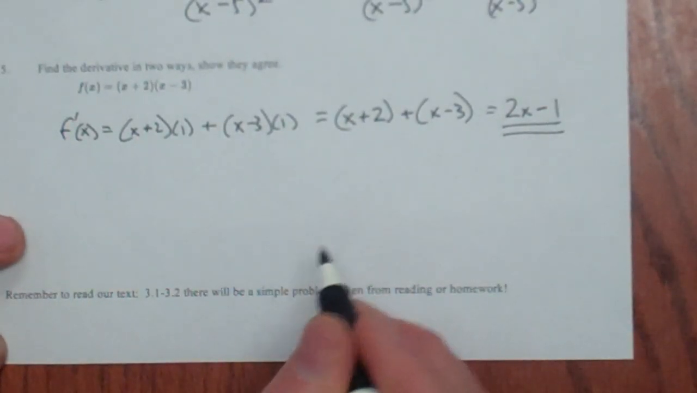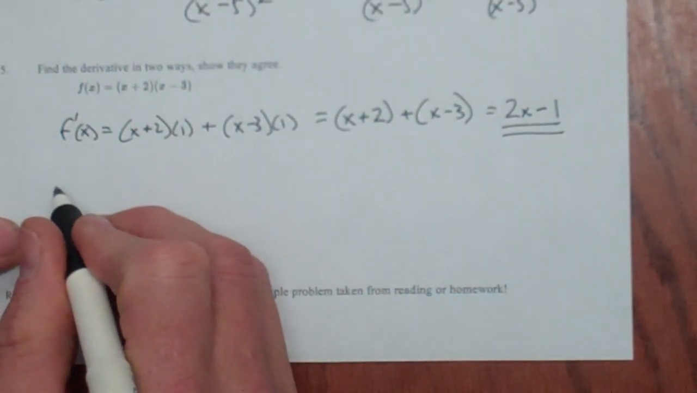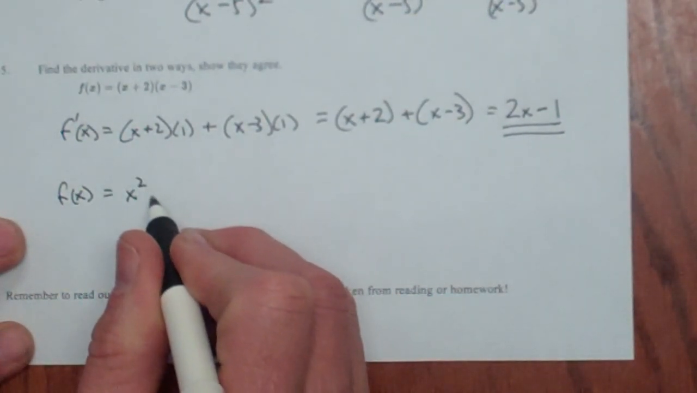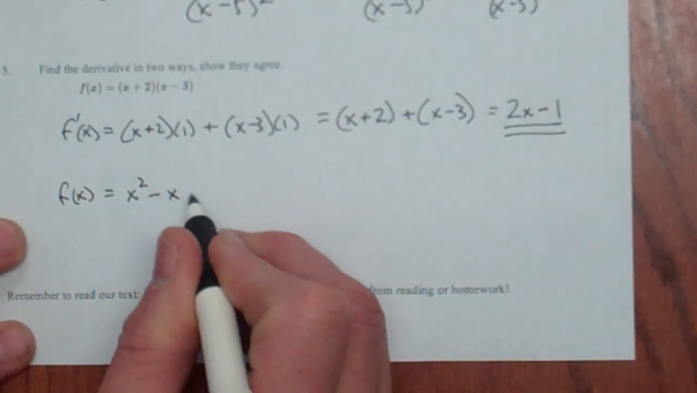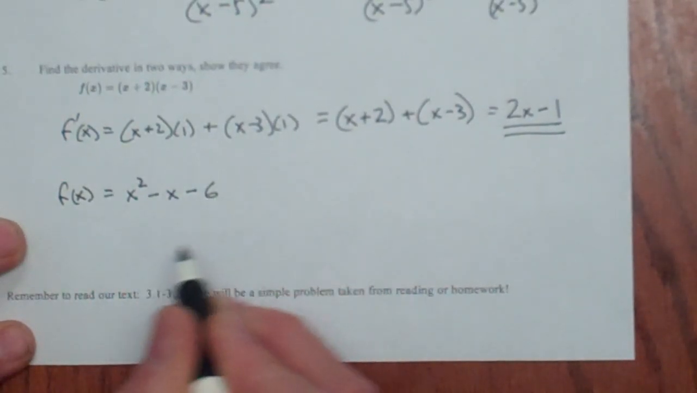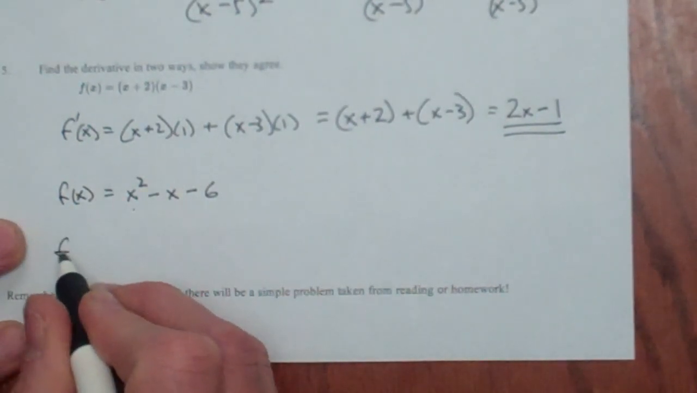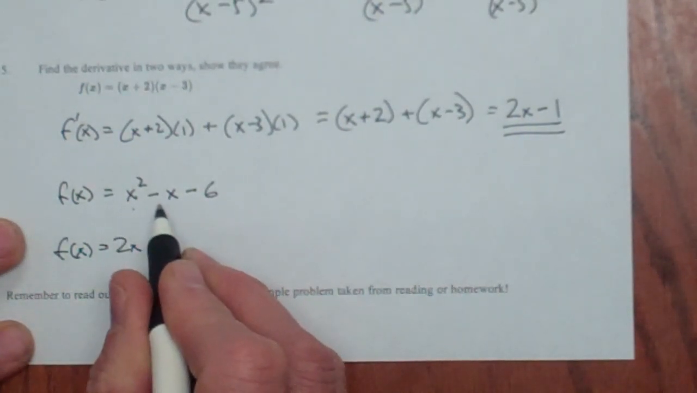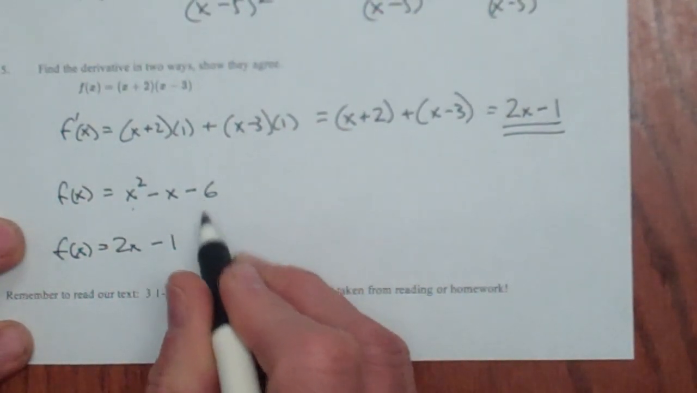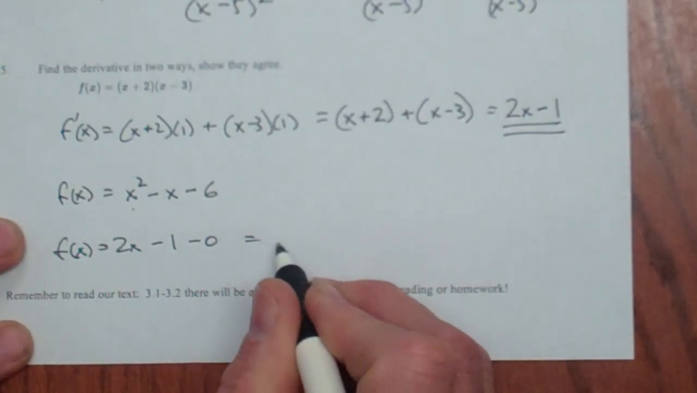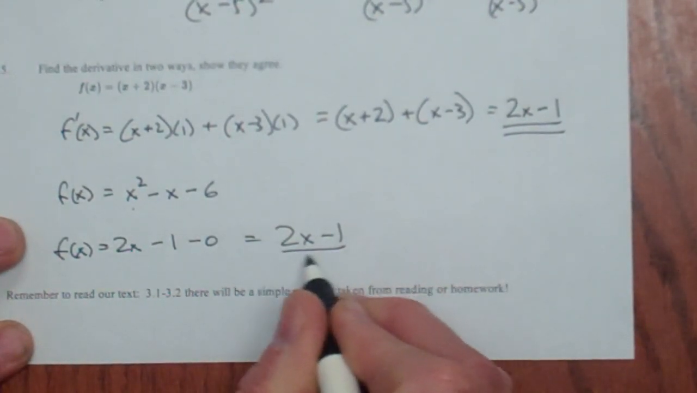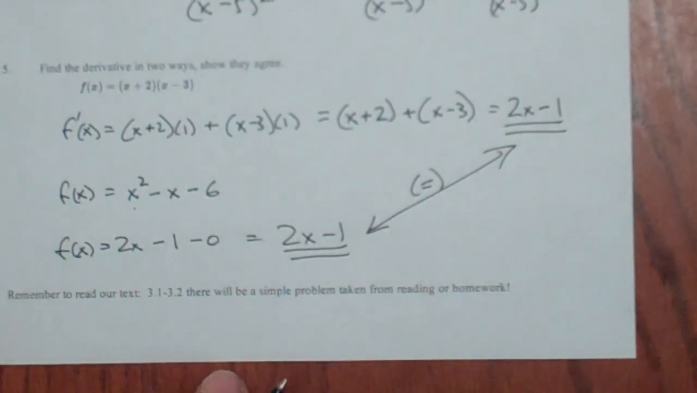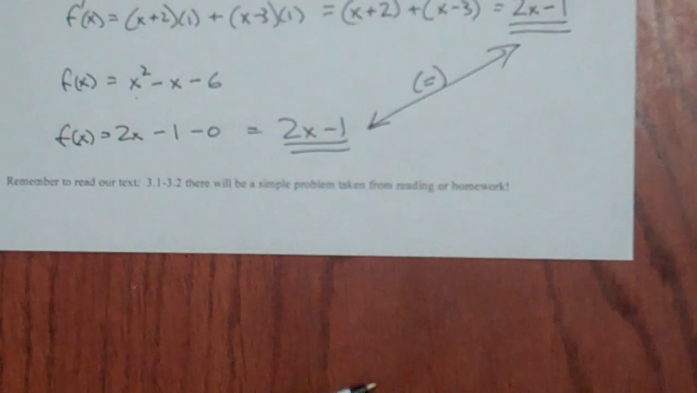That's the answer. Or I can FOIL it all out, and so f of x is equal to x squared minus x minus 6. And then when I do each of these things individually, it's going to be 2x when I do the power rule, minus 1 when I do the power rule, minus 0 equals 2x minus 1. And these guys agree. Okay? That's it. Hope that helps.